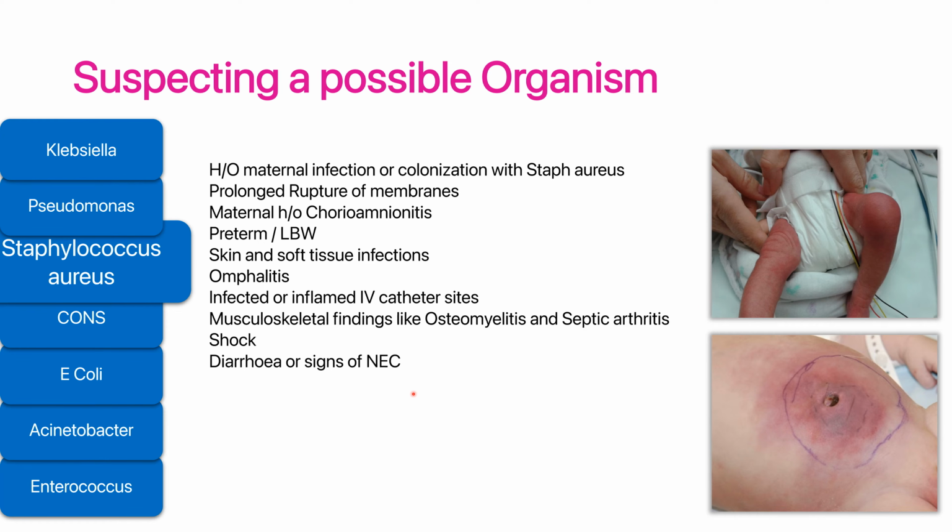So evidence of any of these findings in the baby can suggest a possible presence of Staphylococcus aureus as the cause of neonatal sepsis. Like you can see in this case, there is an inflamed, swollen, red, tender joint. So this is a septic arthritis, and this is an omphalitis, that is infection around the umbilicus.